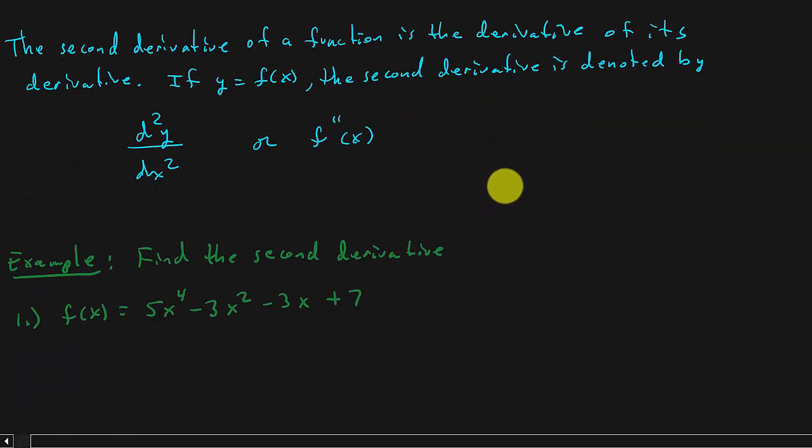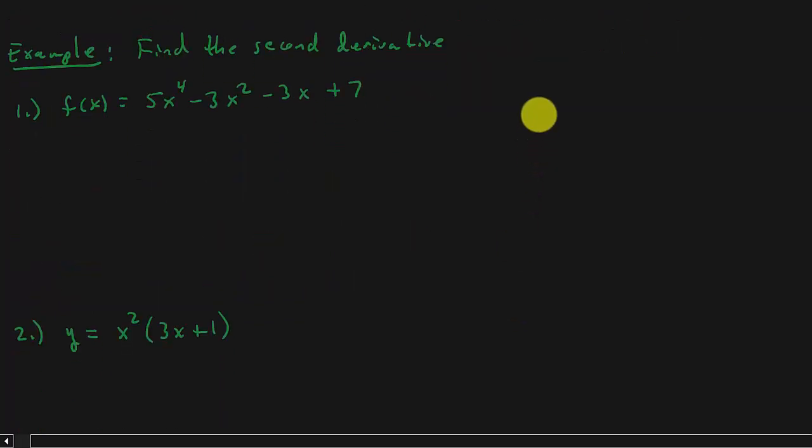All right. So now let's take a look at some problems dealing with second derivative. So the second derivative of a function is the derivative of its derivative. And if we have y equals f of x, the second derivative we can denote like this. These are just different notations for the second derivative. All right. So here they want us to find the second derivative.